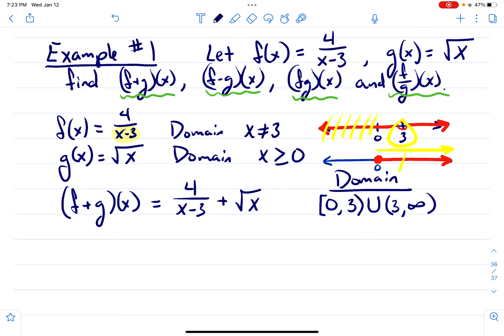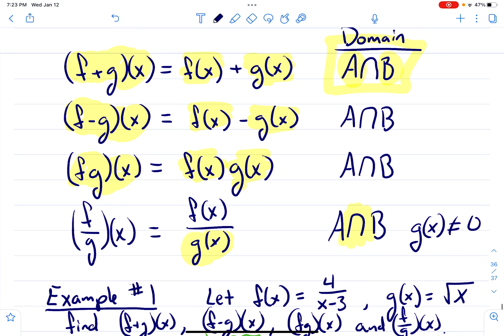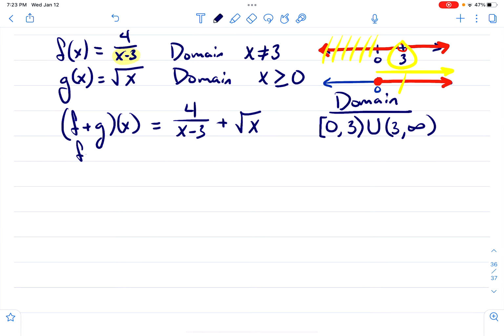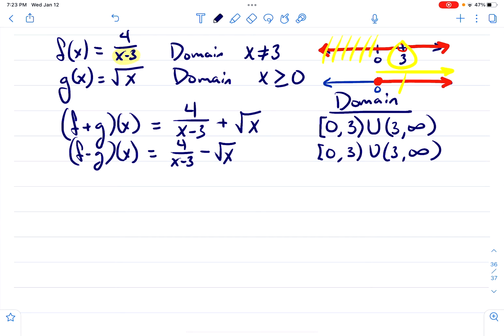Okay, now, good news is, remember how nice this was? We had the same domains right there. So we do it once. As long as we do it right, we're good. Okay, so now let's do the other ones. This is simple. We're going to do f minus g of x, which is going to be 4 over x minus 3 minus square root of x. Done. What's the domain? Well, everything from 0 to 3, not including 3, and then everything from 3 to infinity, not including 3. Pretty easy.